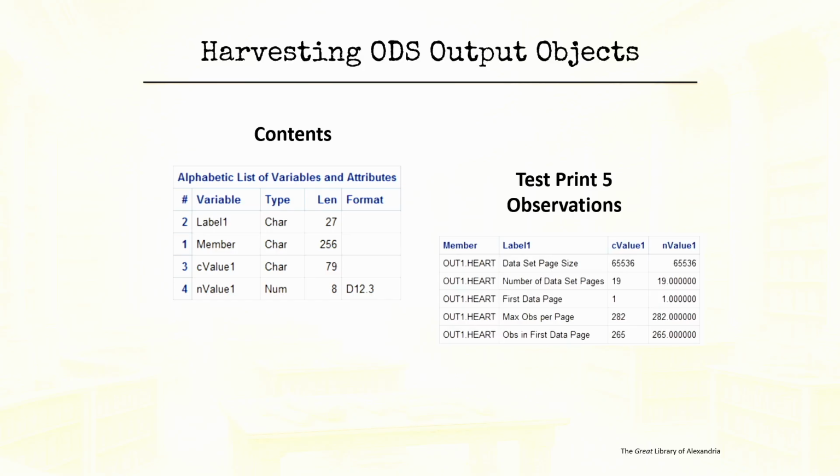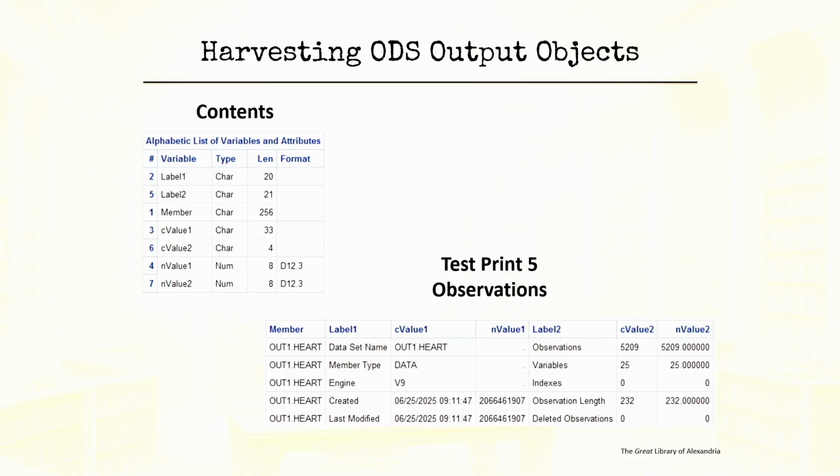And that is really helpful when you're creating a custom report. So next is the work attributes data set. And this one is a little bit different because you can see that they actually have label 1 and label 2. There's 2 variables on a row.